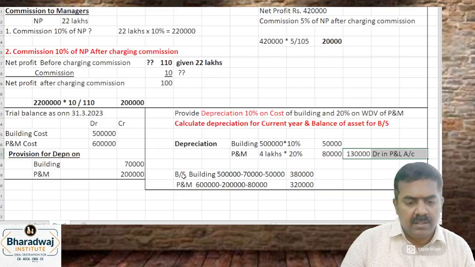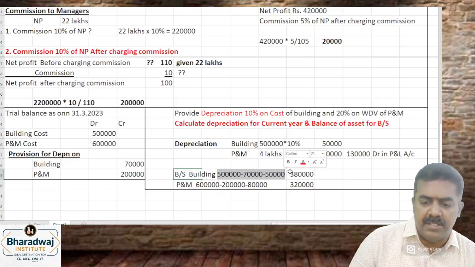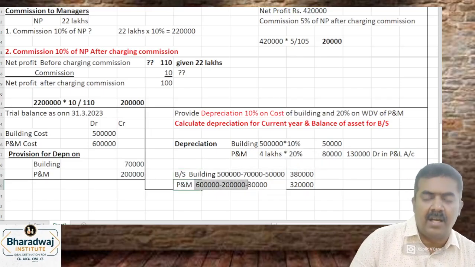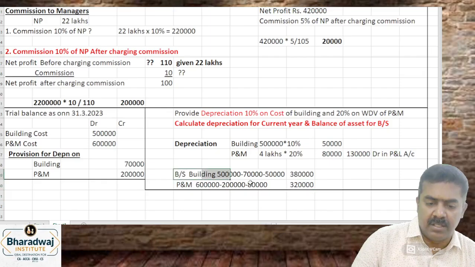When preparing the balance sheet, the value of the asset minus all depreciation will come in the balance sheet. 6 lakhs minus already 2 lakhs, now 80,000. Balance 3,20,000 will come. This is for the balance sheet.